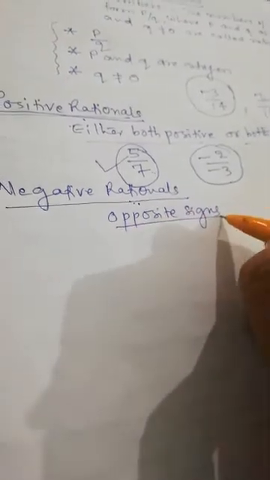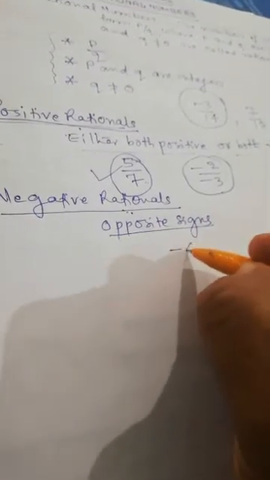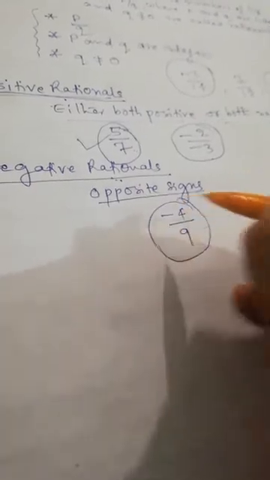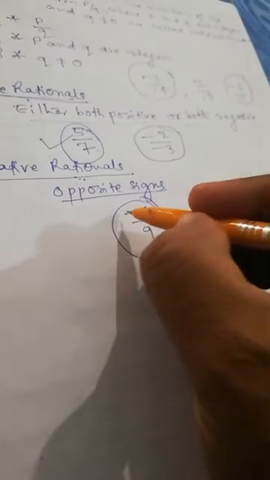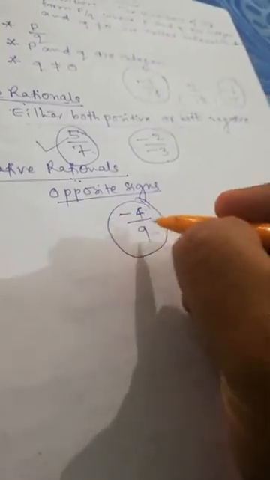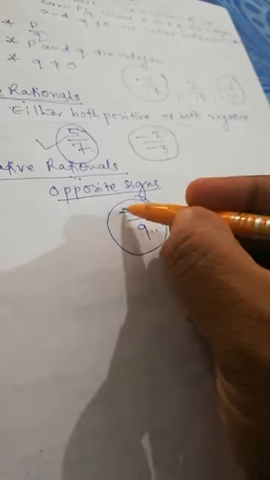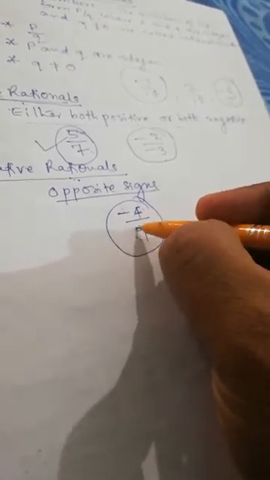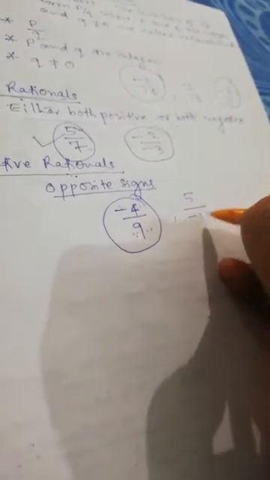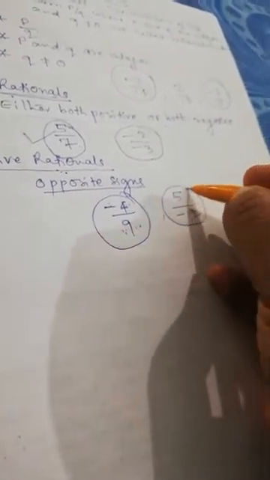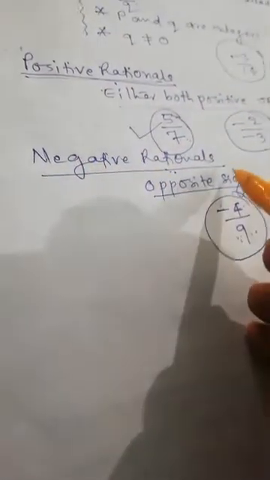For example, minus 4 by 9. Minus 4 by 9, this is numerator and this one is denominator. This one is negative, but this is positive. So both are of opposite signs. So definitely this is negative rationals. Similarly, 5 by minus 12 is also negative rationals. So it is clear now what are positive rationals and negative rationals.